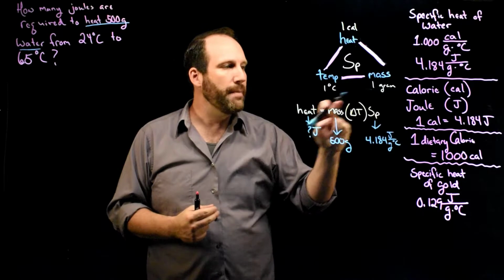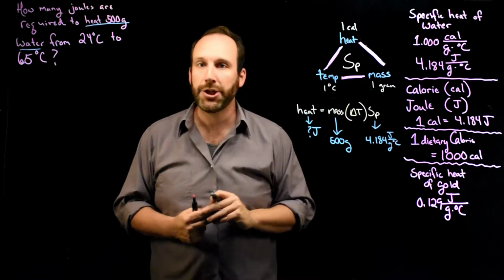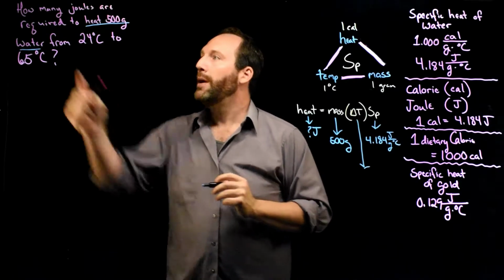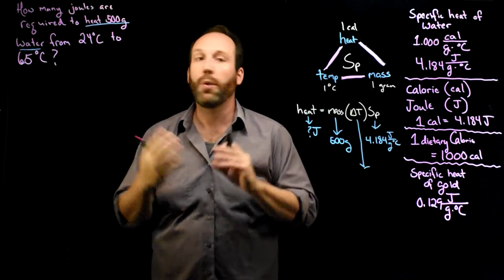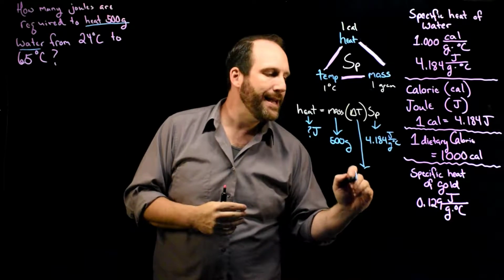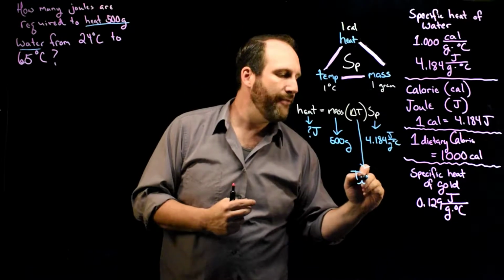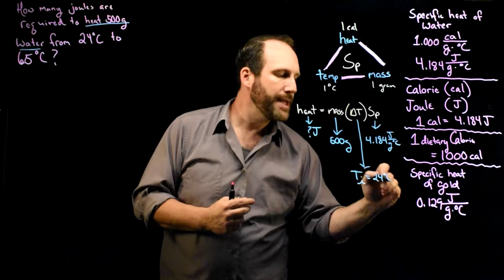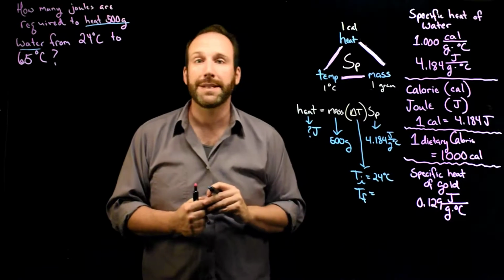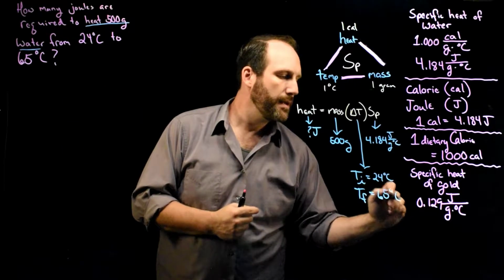All right, so I know the mass, I know the specific heat, I know that I'm trying to get to heat, so I need a change in temperature. Well, what's my change in temperature here? Well, I know that I want to heat the water from 24 degrees to 65 degrees, okay? So my initial temperature, T sub I, is 24 degrees Celsius. My final temperature after the water is heated is 65 degrees Celsius, okay?